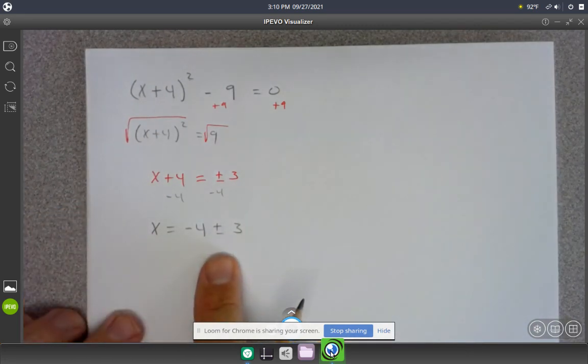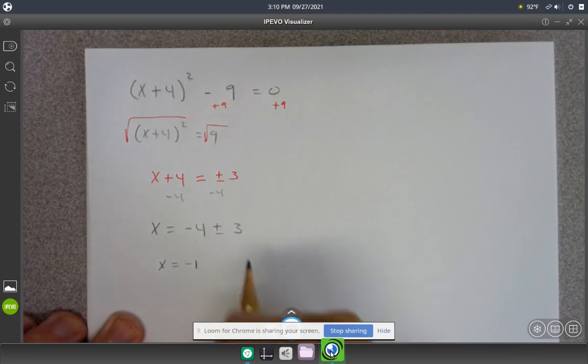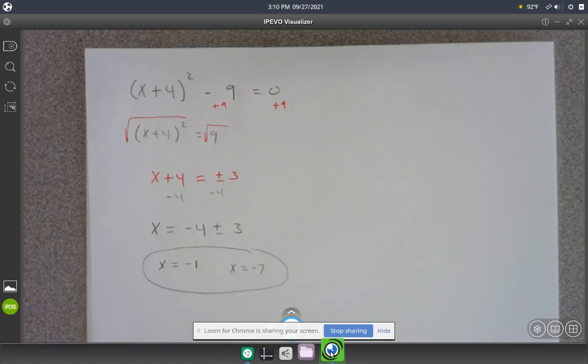These are our two answers. Negative 4 plus 3 is negative 1. And negative 4 minus 3 is equal to negative 7. This is definitely the better way of solving an equation like this.